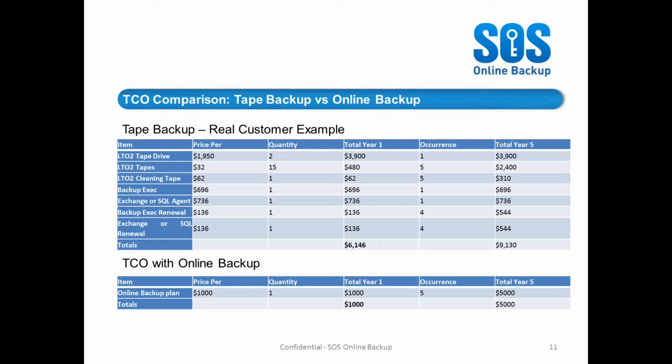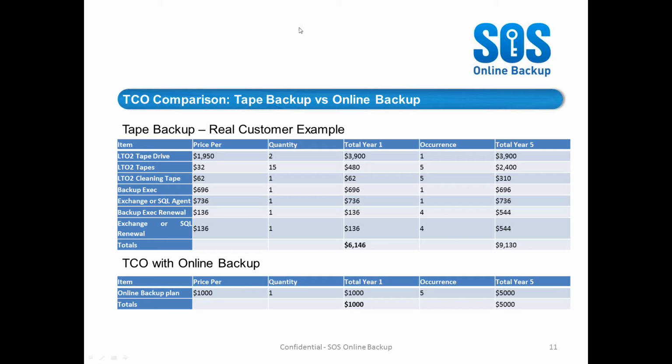capital cost. But just looking at capital costs on this backup solution, the price tag was $6,146 for the initial deployment. There were then recurring costs on various pieces of the capital equipment. Total 5-year cost was $9,130. Contrast that with when they moved to SOS. The total cost to back up their entire business, the 12-employee company, was $1,000 a year. So it's only 16% of the first-year cost of the tape backup solution.